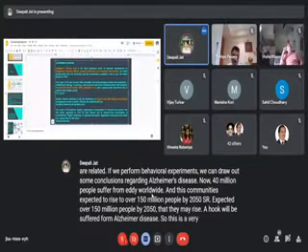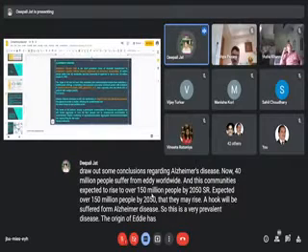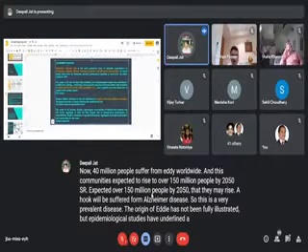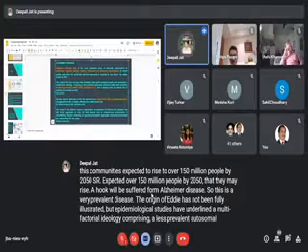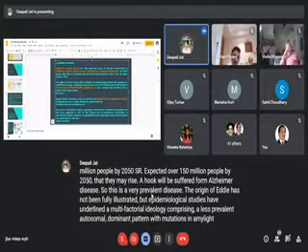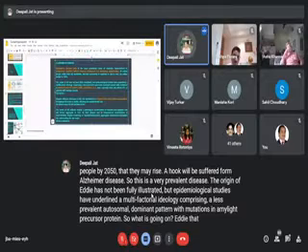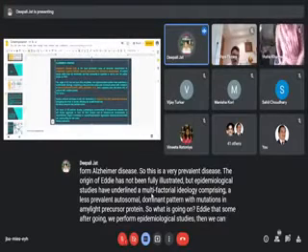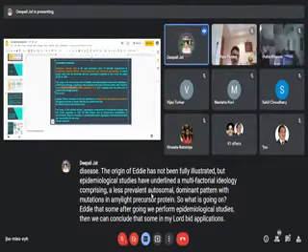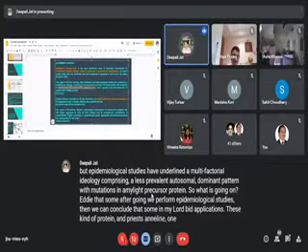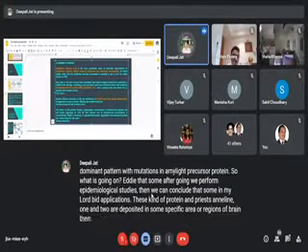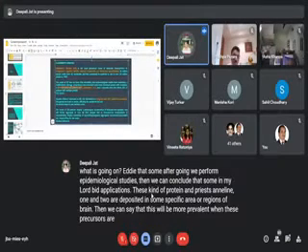The origin of AD has not been fully elucidated, but epidemiological studies have underlined a multifactorial etiology comprising a less prevalent autosomal dominant pattern with mutations in amyloid precursor protein. When we perform epidemiological studies, we can conclude that amyloid beta precursors, these kinds of proteins, and presenilin 1 and 2 are deposited in specific regions of the brain. The disease is more prevalent when these precursors are deposited in a particular area of the cell, and these are the risk factors.